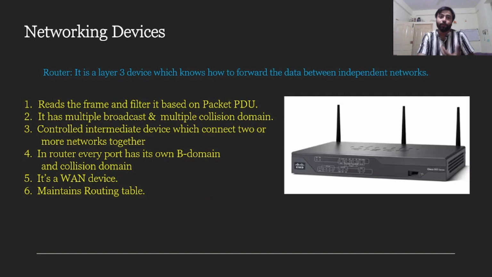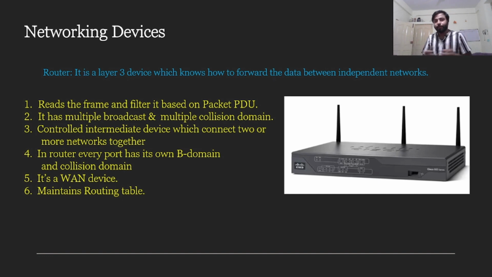Next, we move to a router. It is a very intelligent device. It is a layer 3 device which knows how to forward the data between networks. It reads the frame and filters it based on IP addresses, meaning the packet protocol data unit. It has multiple broadcast domains. Each port has a different broadcast domain and multiple collision domains.